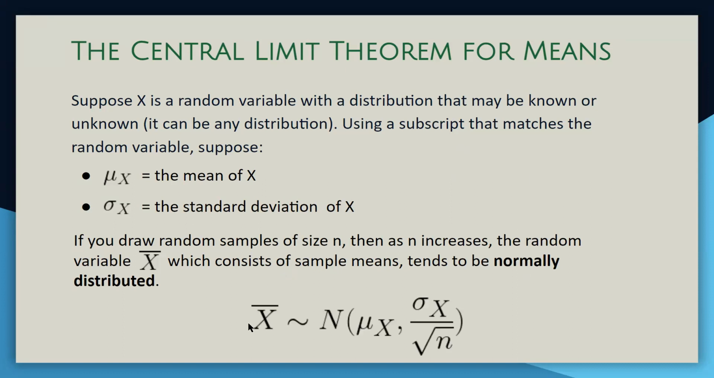So we would say that the sample mean has a normal distribution with a mean mu sub x, the same mean as the raw data, and a standard deviation sigma sub x divided by the square root of n. So the standard deviation for the distribution of sample means is the standard deviation from the raw data divided by the square root of the sample size, meaning the distribution of sample means is going to be more squished together about that middle than the raw data.